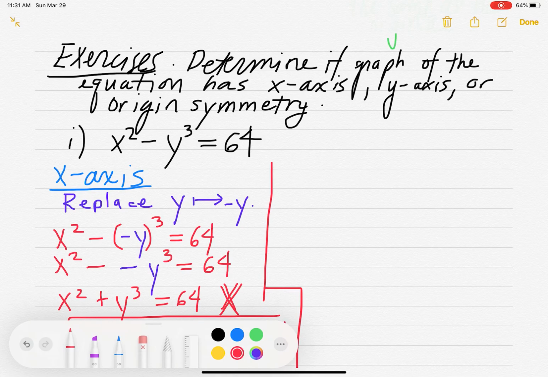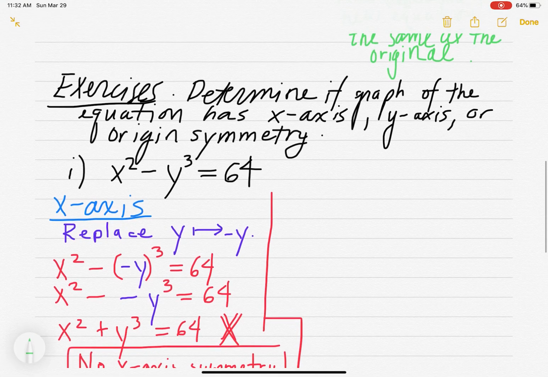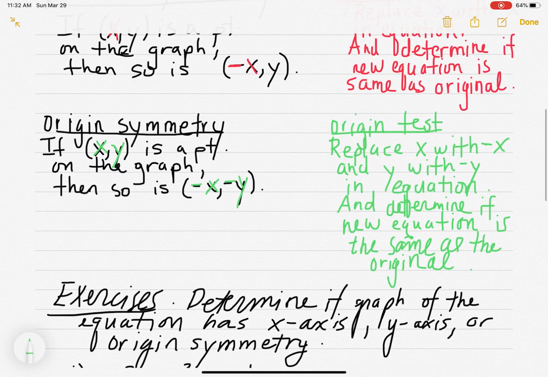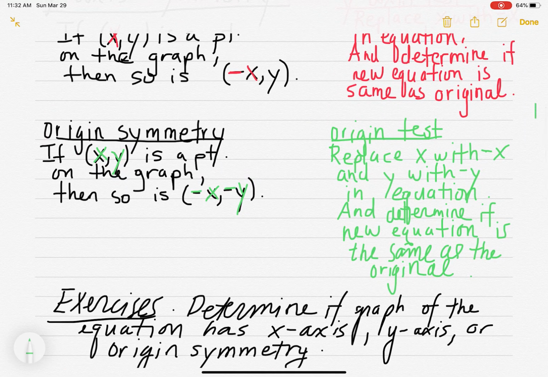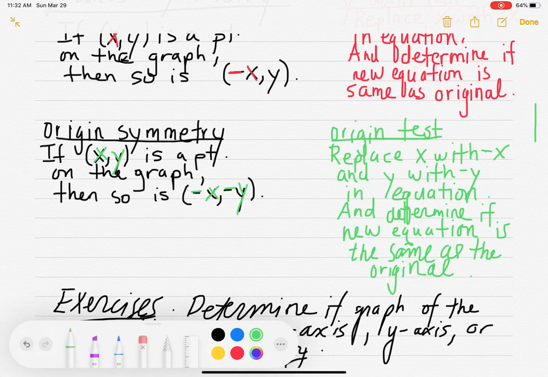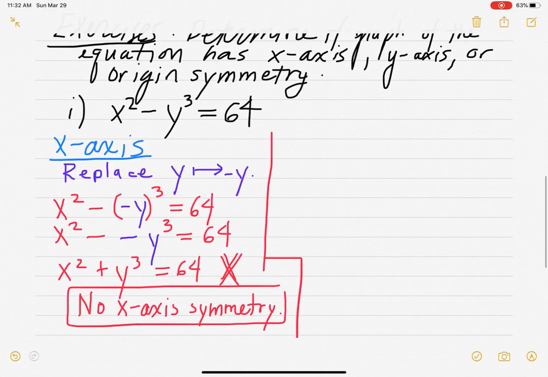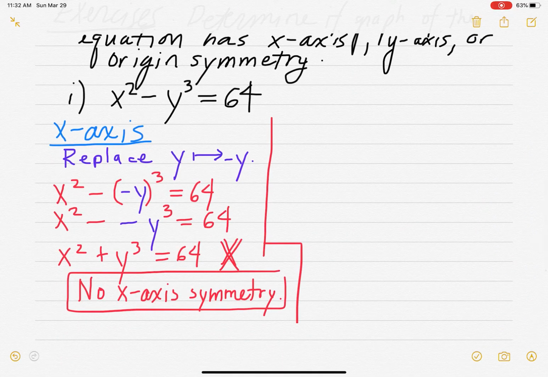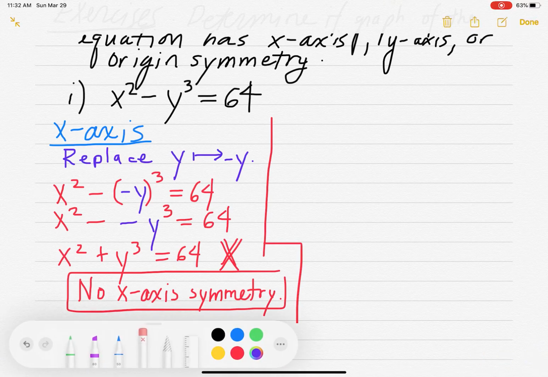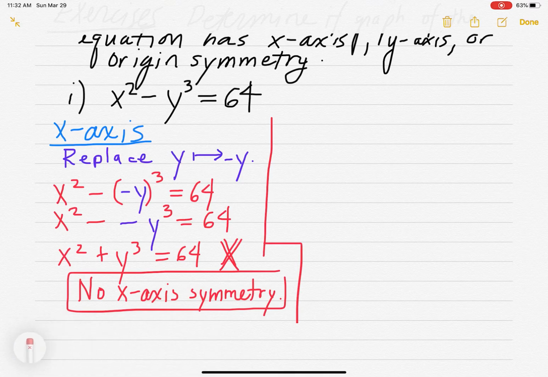All right, let's check out y-axis symmetry next. What color are we using for y-axis symmetry? Who knows? Maybe red, I don't know. Whatever. Oh, that should have been blue. Well, anyway. All right, so now we're doing y-axis symmetry.